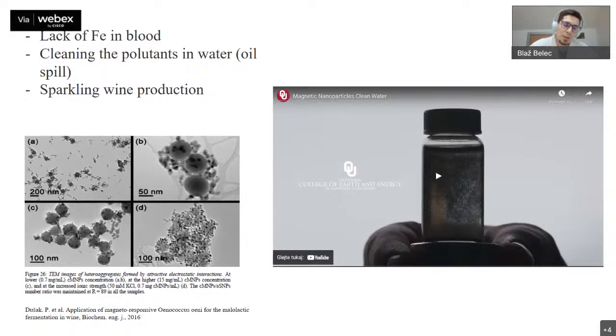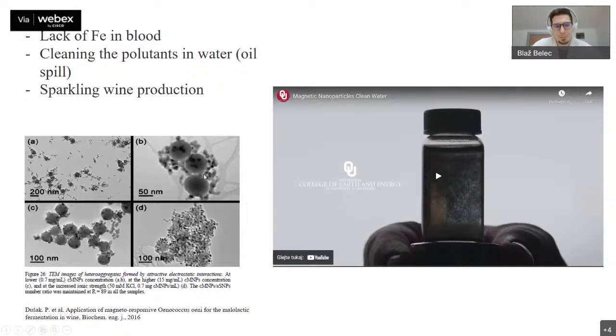So the last one, where I want you to see we can also use iron oxide or magnetic particles, which is a little bit more strange, is in sparkling wine production. For instance, here on the images, we can see those big balls are yeast, and those small particles are iron oxide particles.